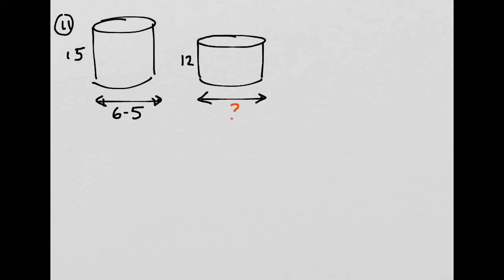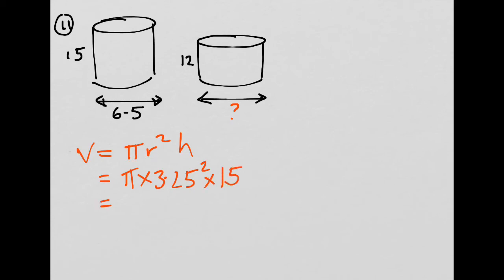Okay, we're told in the question that the volume of the second one is the same as the volume of the first thing. So the first thing we must do is find the volume of the first cylinder. So V equals, now the formula for a cylinder is pi r squared h. So that's going to be pi times, now the radius is half the 6.5, so 3.25 squared times its height, 15. If you do that, you'll get an answer for the volume.